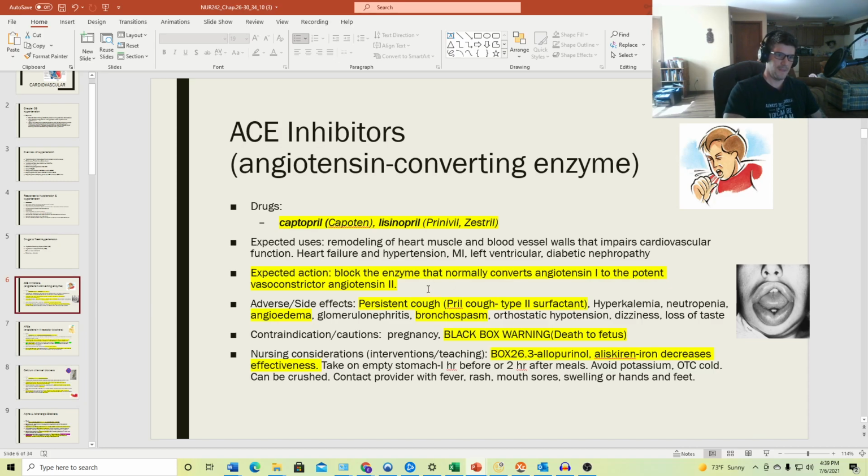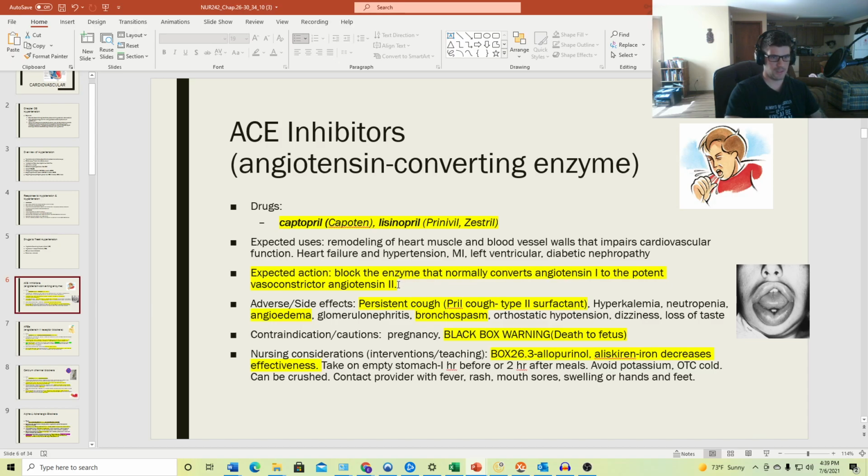So for ACE inhibitors, captopril and lisinopril, the expected action is to block the enzyme that normally converts angiotensin 1 to the potent vasoconstrictor angiotensin 2. Again, expected action for ACE inhibitors is to block the enzyme that normally converts angiotensin 1 to the potent vasoconstrictor angiotensin 2.